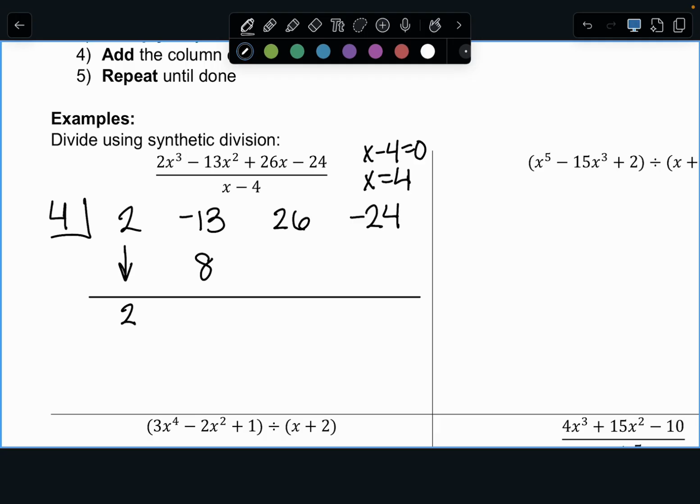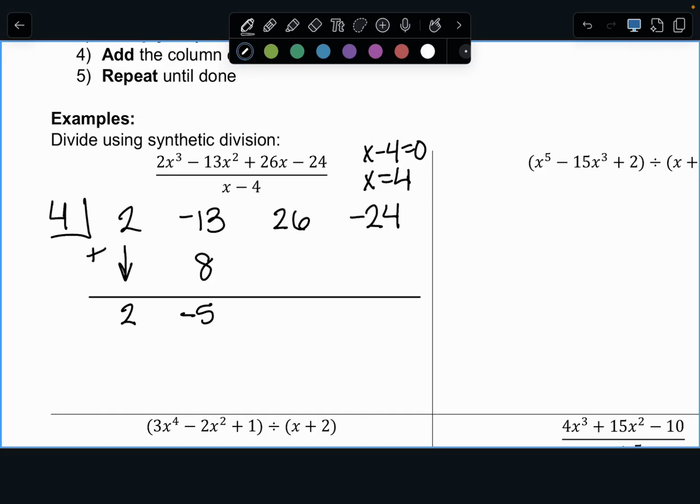For long division, we were doing subtraction a lot, and we were dealing with double negatives. For synthetic division, we're doing addition. So instead of subtracting, we're doing negative 13 plus 8. So that's why it can be a little bit easier as well. There's no double negatives that you have to worry about. So negative 13 plus 8 is negative 5. We put it underneath.